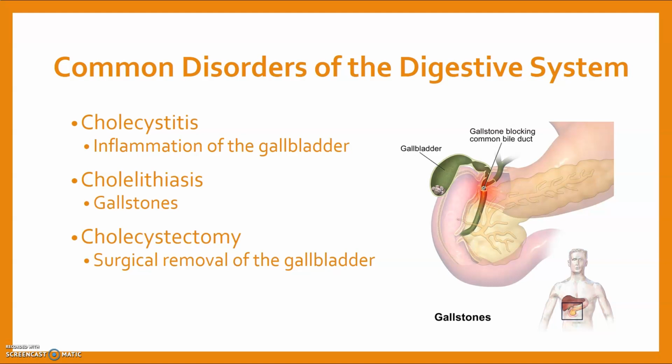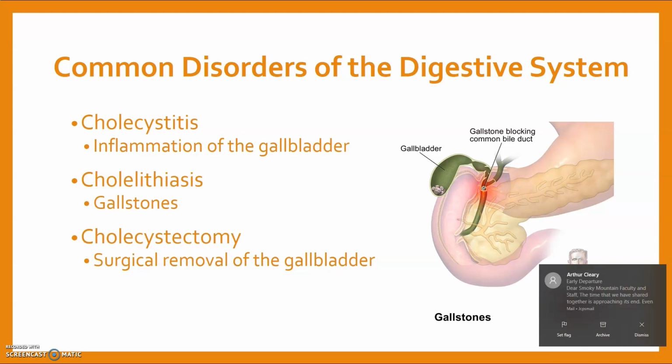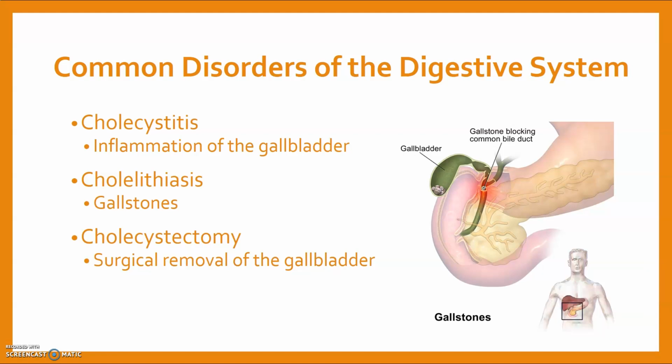The first one that we'll look at is called cholecystitis. Cholecystitis is inflammation of the gallbladder. Most often, cholecystitis is the result of gallstones. It can also be caused by tumors or bile duct problems as well. Gallstones are hard particles that can develop in your gallbladder. And these gallstones can block the ducts, and this can then lead to, again, cholecystitis, that inflammation.